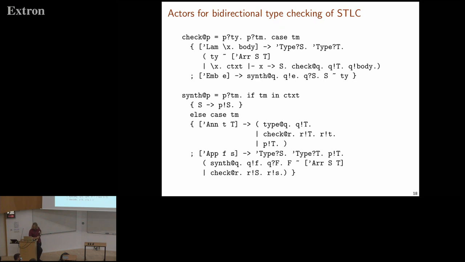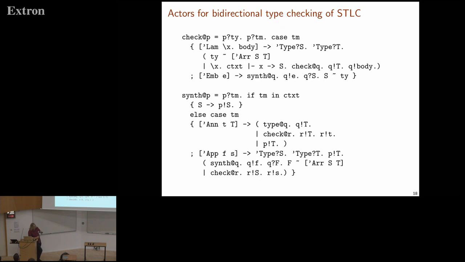And the synth one is similar. So the synth is supposed to get the term and then return a type. So we get the term. Then we check if this term is a free variable in the context, with this if-in-context construct. If it is, then the S here is the thing we looked up. So that's the type we stored in the context. So we just send that back, and then we're done.